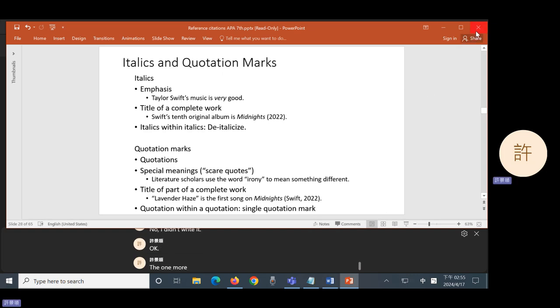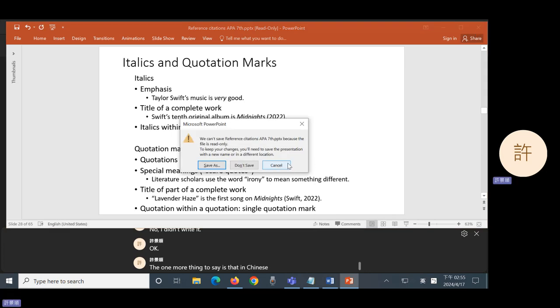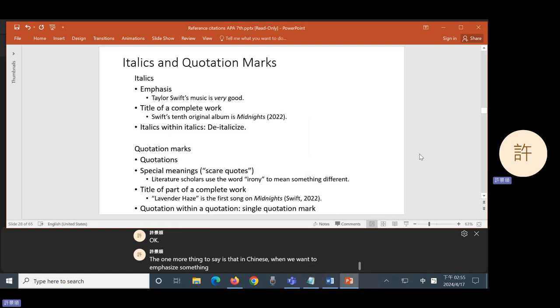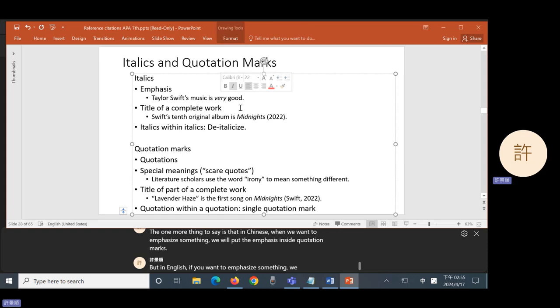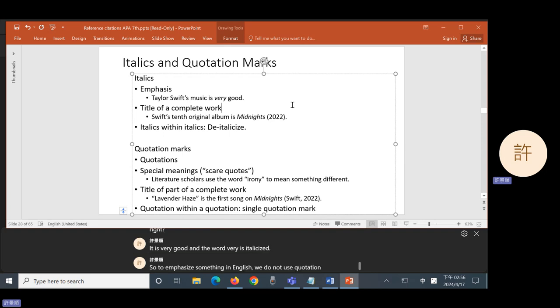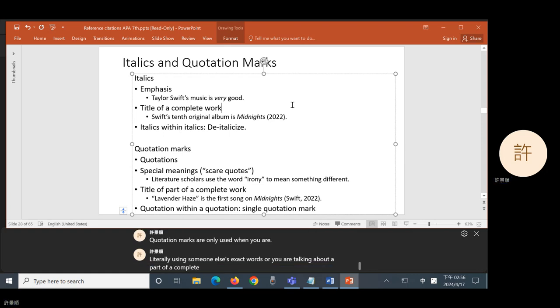The one more thing to say is that in Chinese, when we want to emphasize something, we will put the emphasis inside quotation marks. But in English, if you want to emphasize something, we use italics, right? It is very good, and the word very is italicized. So to emphasize something in English, we do not use quotation marks. Quotation marks are only used when you are literally using someone else's exact words, or you are talking about a part of a complete work. If you need to emphasize, please use italics.